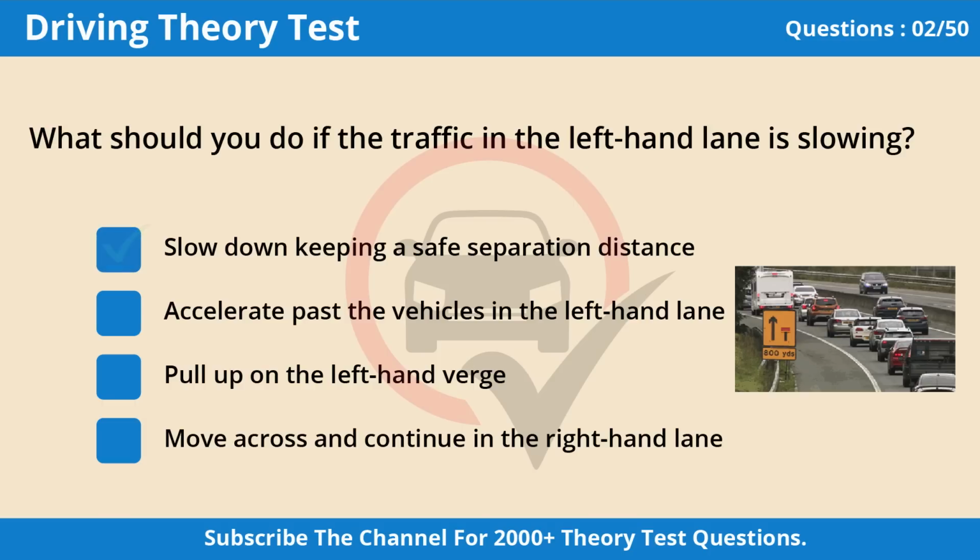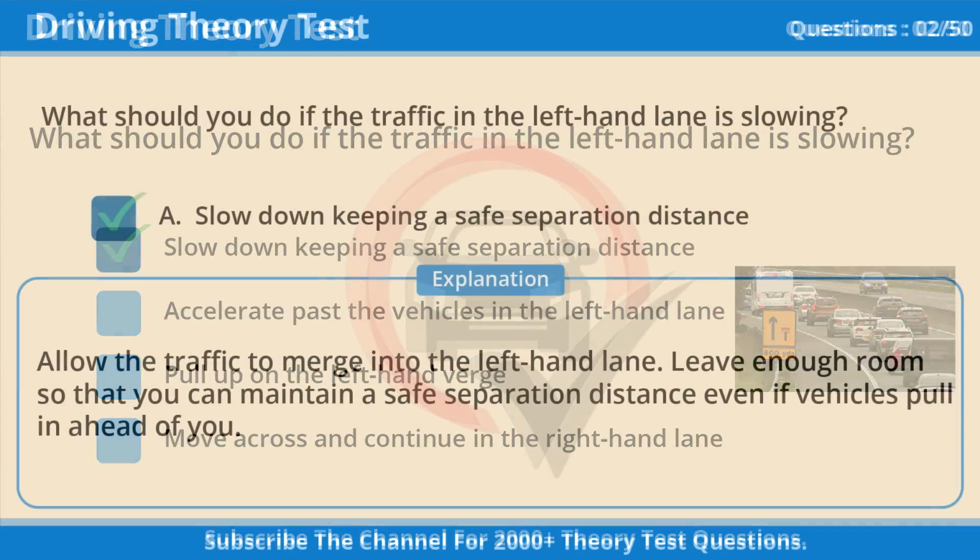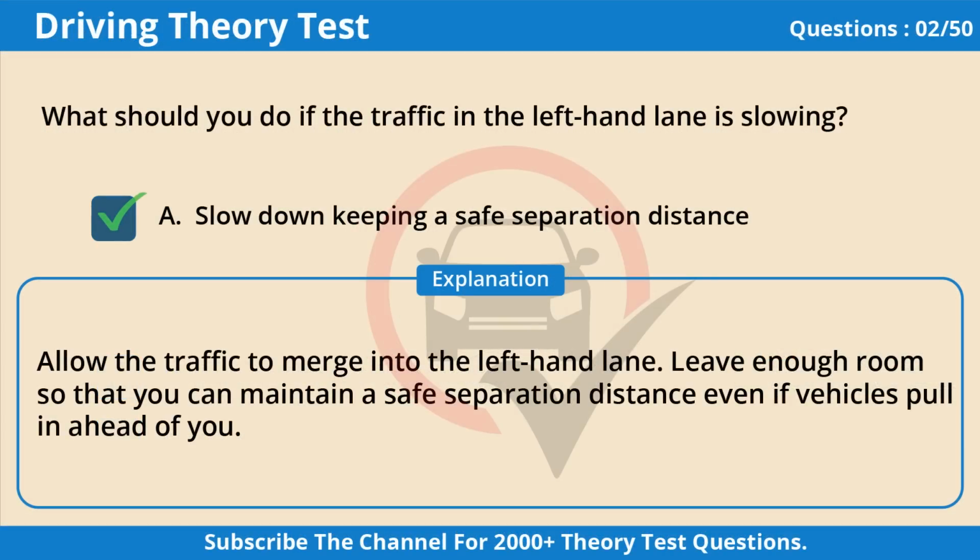A. Slow down, keeping a safe separation distance. Allow the traffic to merge into the left-hand lane. Leave enough room so that you can maintain a safe separation distance even if vehicles pull in ahead of you.